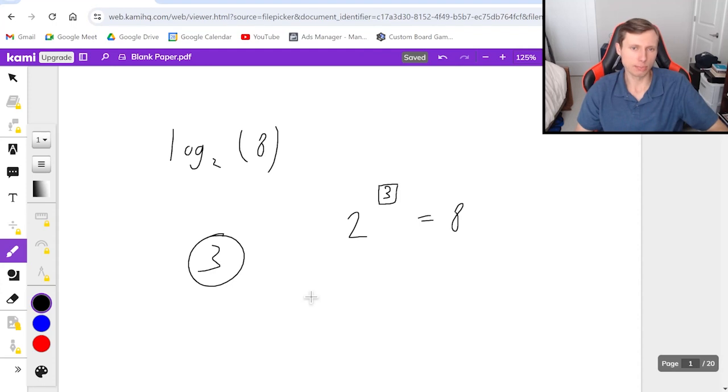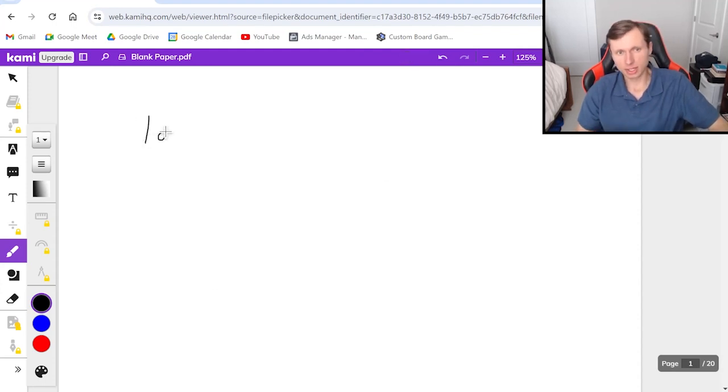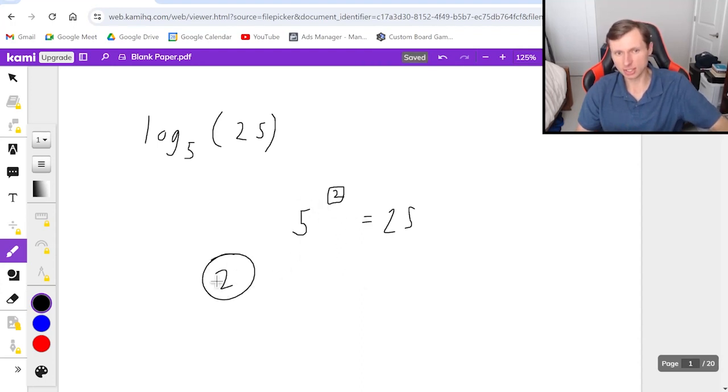And now we're just going to do a bunch of examples of how we use this. So for the next one, let's say I have log base 5 of 25. So to answer this question, all I got to say is 5 raised to what power equals 25? And the answer is 2, because 5 squared is 25. So the answer is 2.